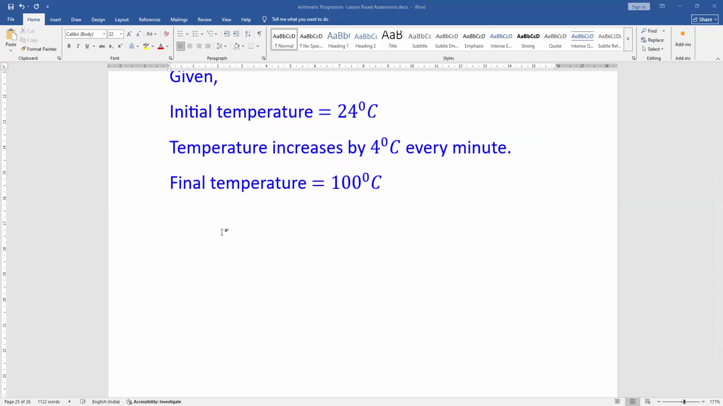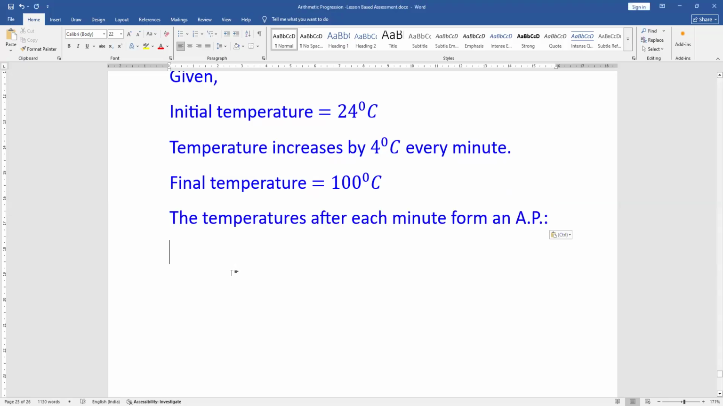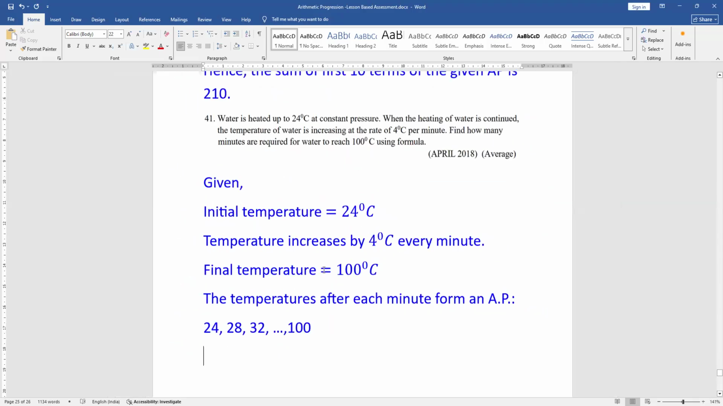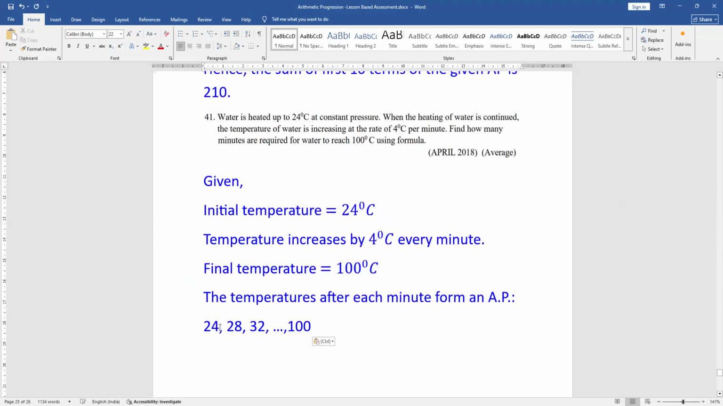Then the temperature after each minute is going to form an AP. Now, how do you say that? Let me tell you. See here, if you look at this AP, as I told you, first is how much? 24 degrees Celsius, it's mentioned. Then afterwards, it is increasing by plus 4. 24 plus 4 will be 28. Then 28 plus 4 will be 32. Like that, so on. So now I need to find out at what particular time the temperature of the water will reach 100 degrees Celsius.